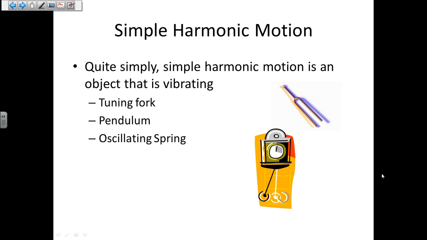So simple harmonic motion is quite simply an object that is vibrating back and forth. An example of this would be a tuning fork, the pendulum on a clock, or an oscillating spring. Now an oscillating spring can actually exist in a couple different ways. There's springs that bounce up and down. There's also what's referred to as a torsion spring, where it spins back and forth. And they actually use those in some clocks.